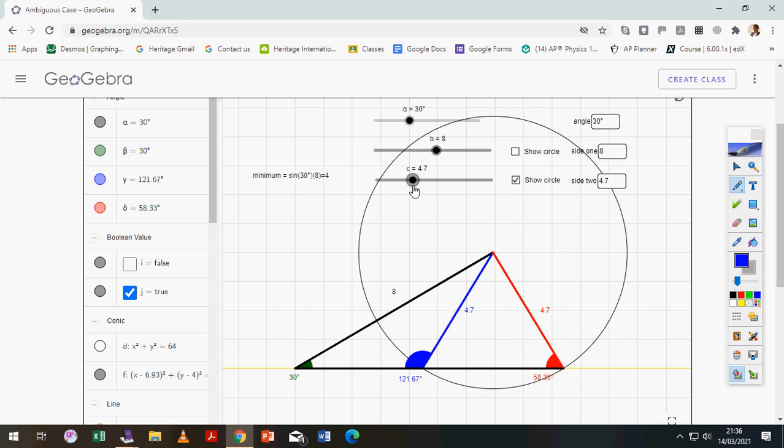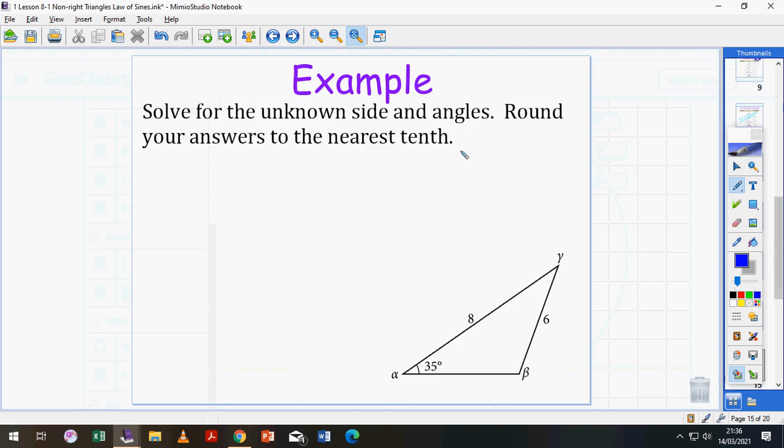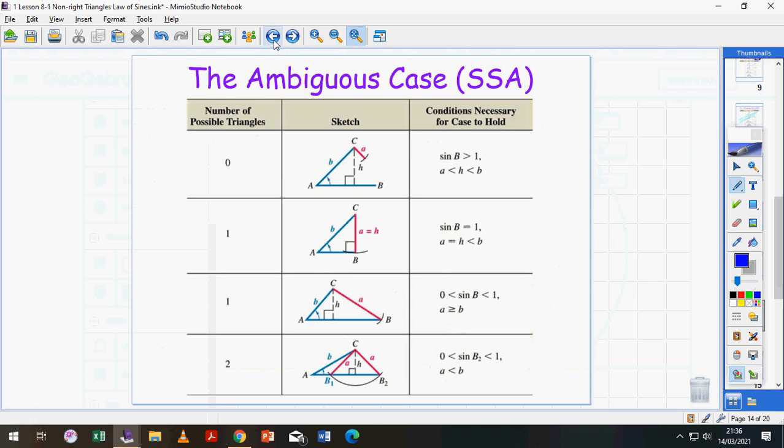Alright, so that's the ambiguous triangle, the ambiguous case of the SSA. And the reason why we're talking about it is every time you have to think about those conditions and think about whether you have one possible triangle, whether you have two, or whether you have no possible triangles.